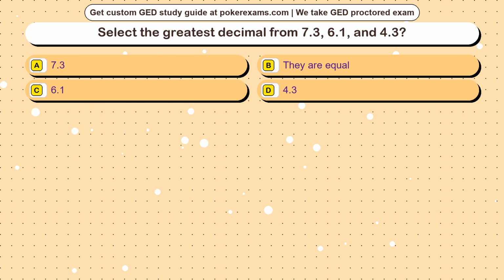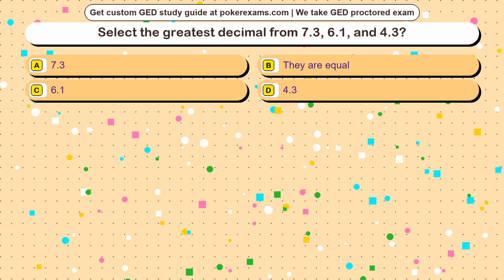Question 9. Select the greatest decimal from 7.3, 6.1, and 4.3. Option A, 7.3. Option B, they are equal. Option C, 6.1. Option D, 4.3.